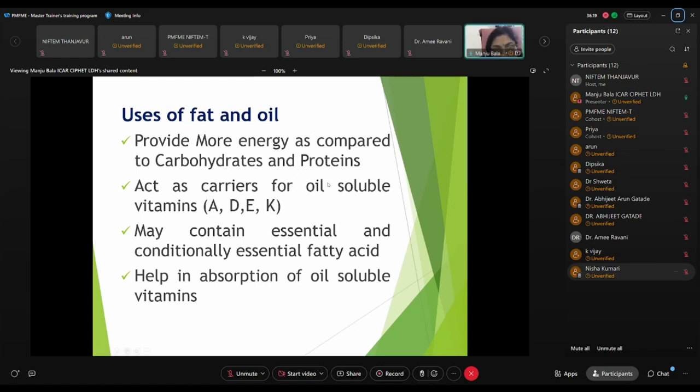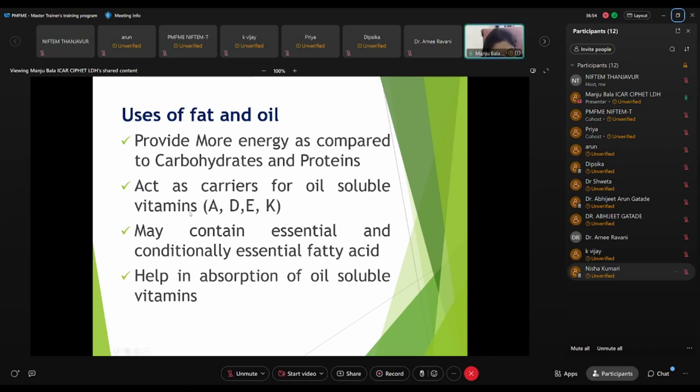Now, what are the uses of fats and oil? They provide more energy. If we consume 1 gram of carbohydrates or proteins, we get 4 kilocalories, and the same amount of fat gives you 9 kilocalories. So we should not avoid taking fat or oil and only use carbohydrates and proteins. It is not recommended, because we need some minor components in our diet.